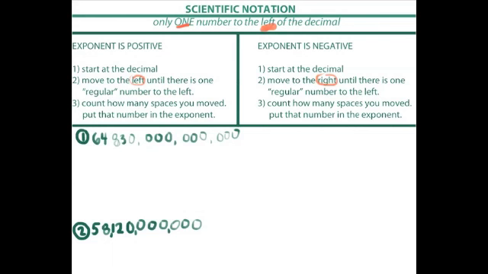Basically, you're moving it in the direction that is heading towards some regular numbers. So I use this word regular right here. Regular basically is my way of saying that it's not zero. So any number that's not zero, you want to move towards those numbers that are not zero. Okay, so if you have to move to the left, the exponent is probably going to be positive. If you have to move to the right to get to numbers that are not zero, then the exponent is probably going to be negative.